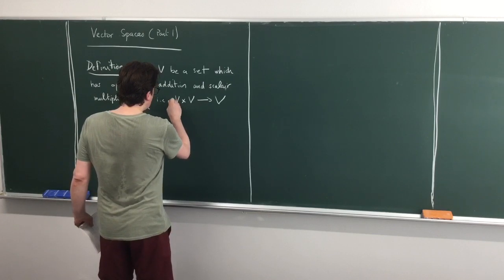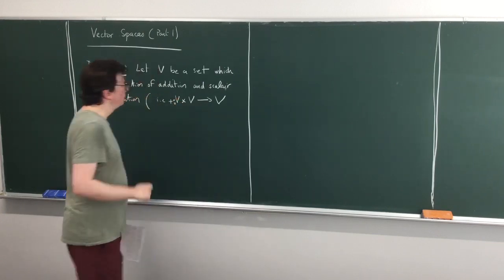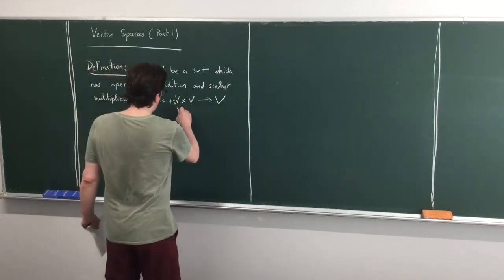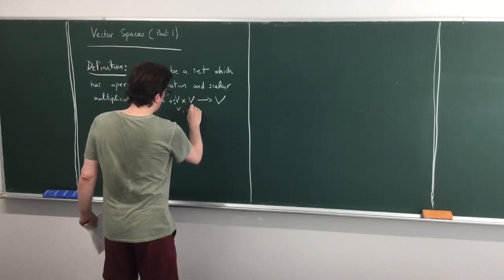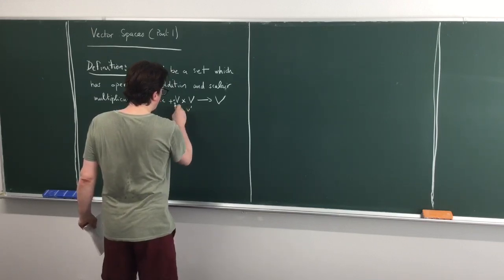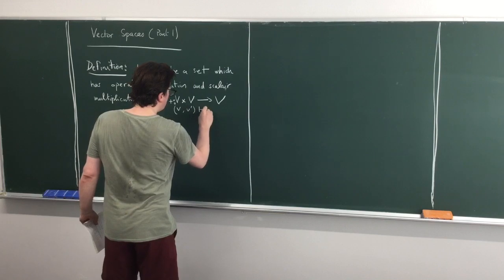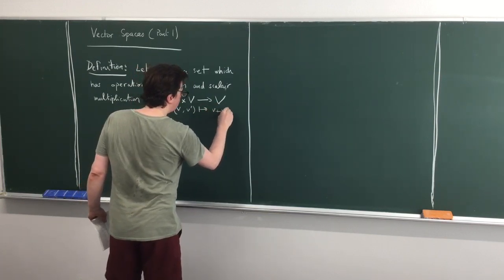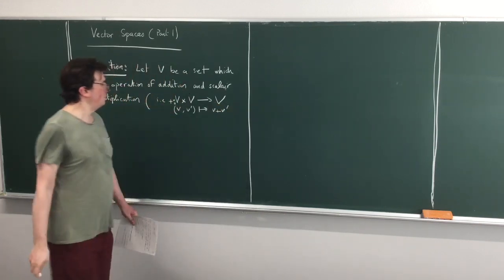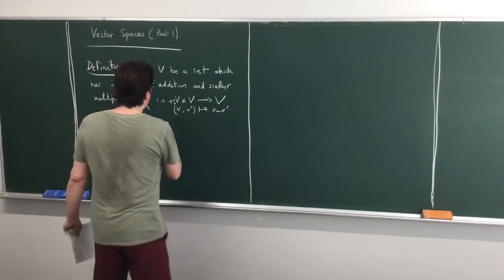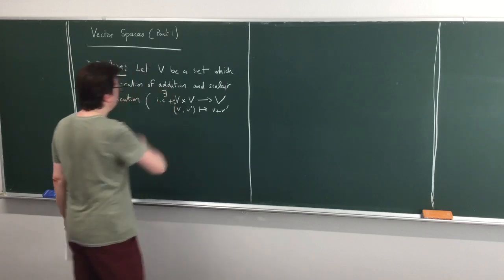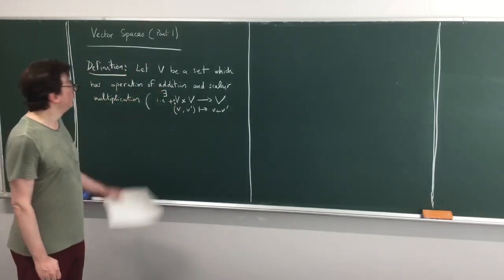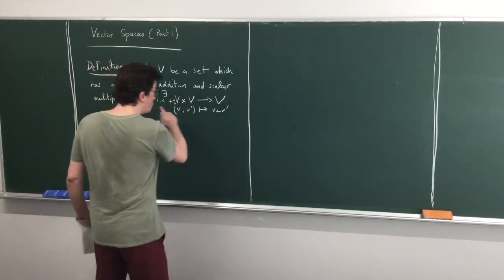and we denote this operation by the symbol plus. So if we start from two vectors, V and V prime, then we will associate another vector of V that we will call V plus V prime. So we assume that there exists, this is a symbol for there exists, such map.